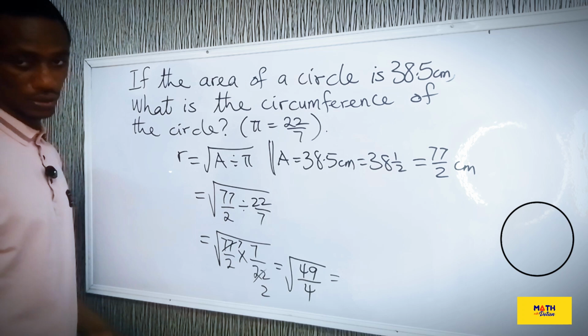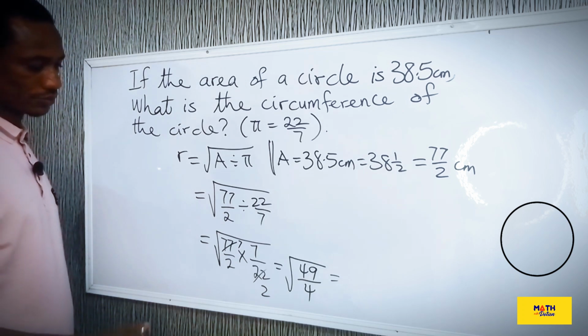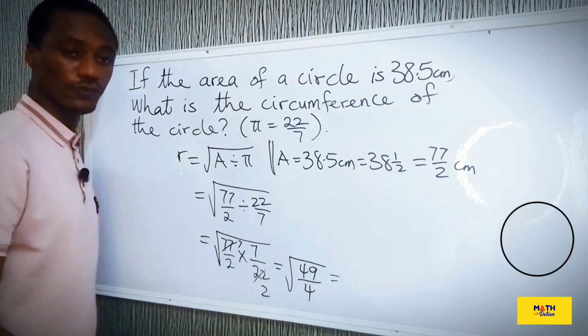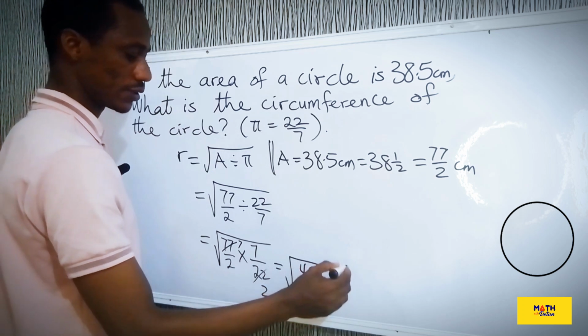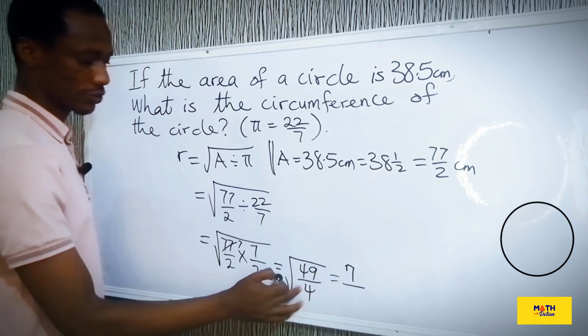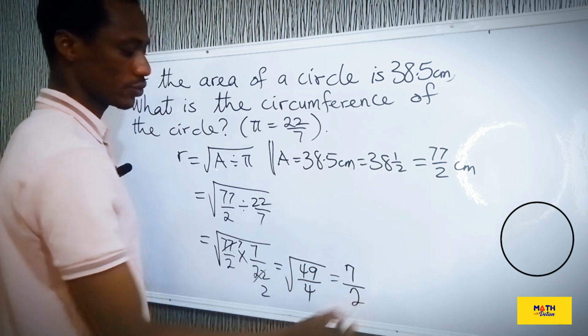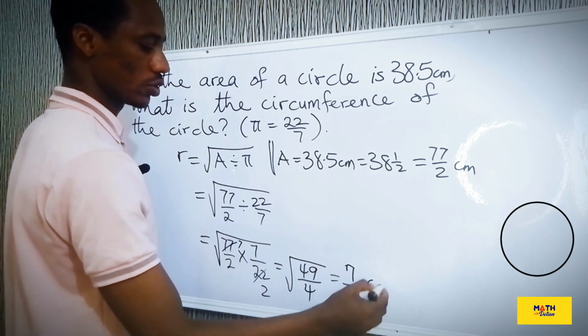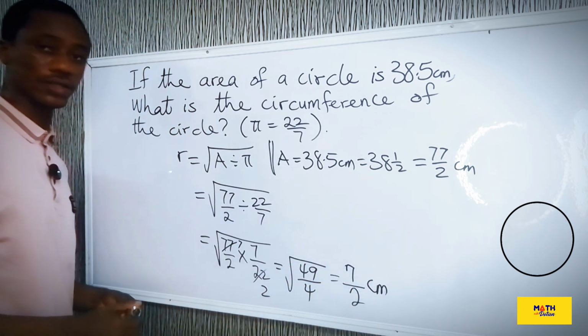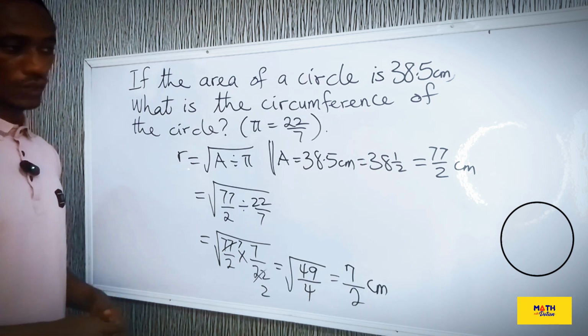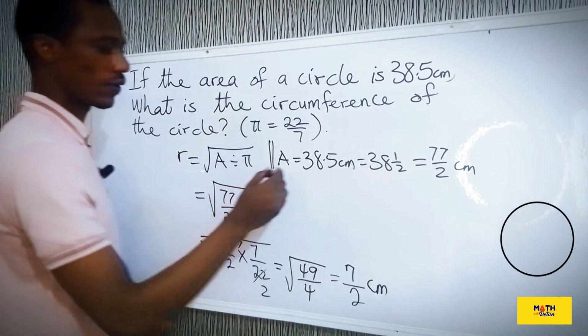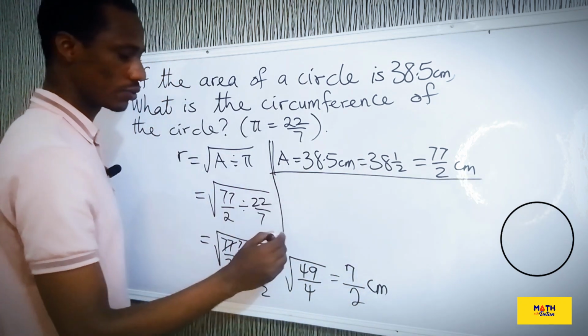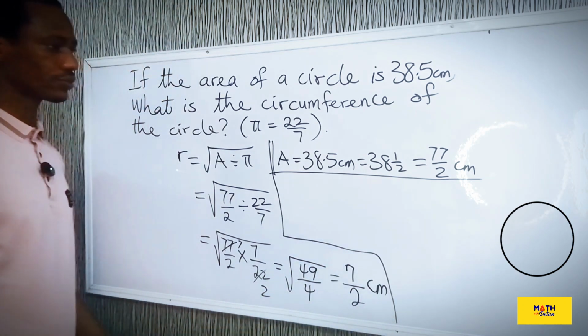Okay, and we can see our answer already. So what's the square root of 49? The square root of 49 is 7. And the square root of 4 is 2. So our radius is 7/2 centimeters. All right. So now to the main question.